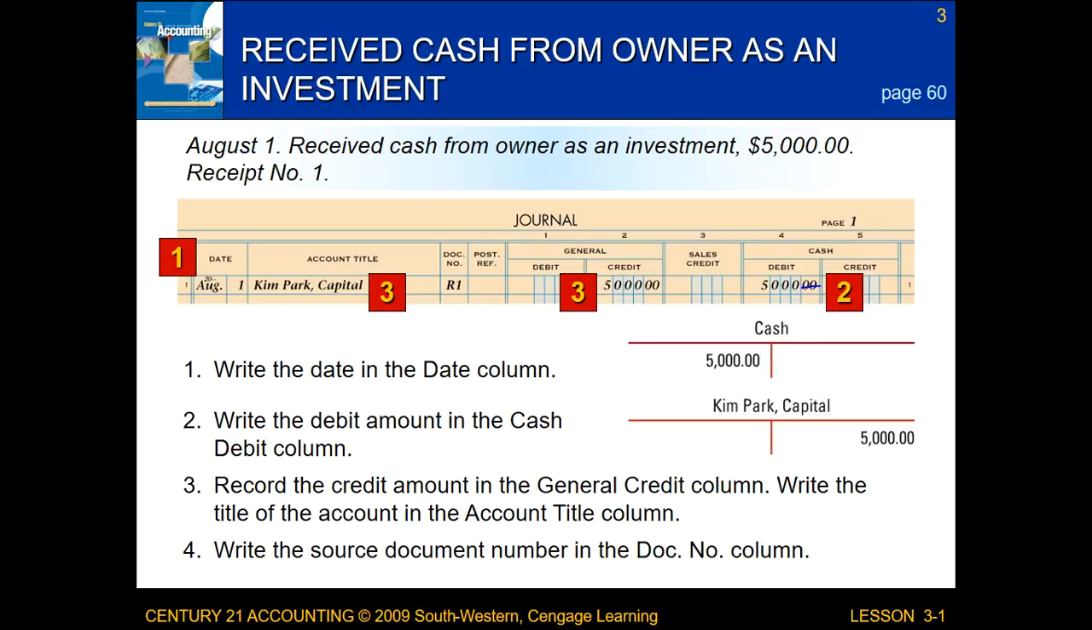Step 4 is to write in the document number, and we're using receipt number 1. We abbreviate all of our document numbers. So receipts are abbreviated with an R, and since it's the first one, it tells us in the transaction above that we're using receipt number 1. I record it. I know my journal entry is complete. In Chapter 4, we'll talk more about the post-reference column. Don't worry about it so much now. Just make sure that the document number is filled in.